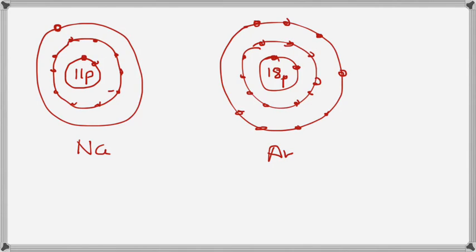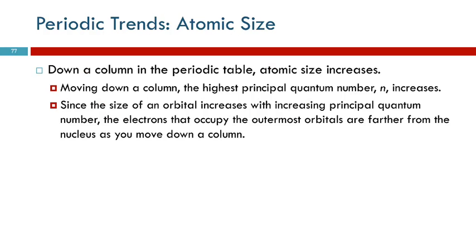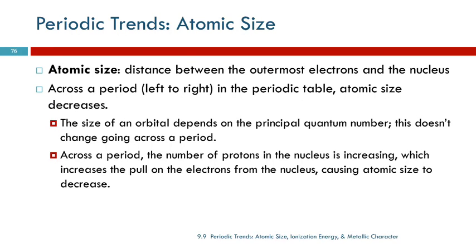So as we go across a period from sodium to argon, the electrons are being put into the same principal shell, the third shell, but the charge on the nucleus is increasing. That increased charge pulls the electrons closer and makes the atoms get smaller as we go across. So as we go across, the number of protons in the nucleus is increasing, which increases the pull on the electrons and causes the atomic size to shrink.